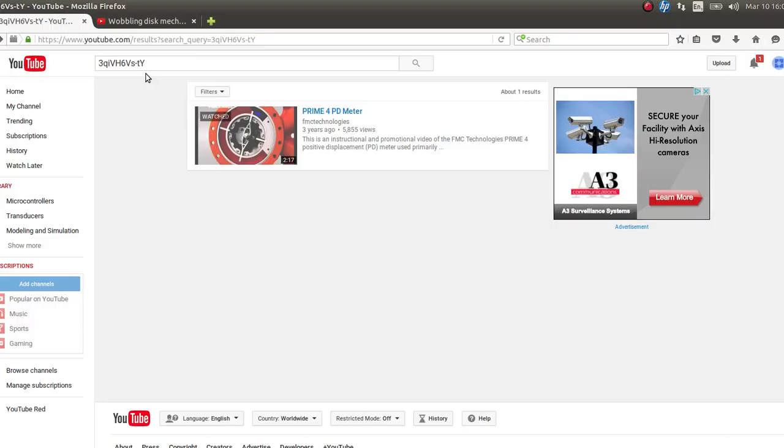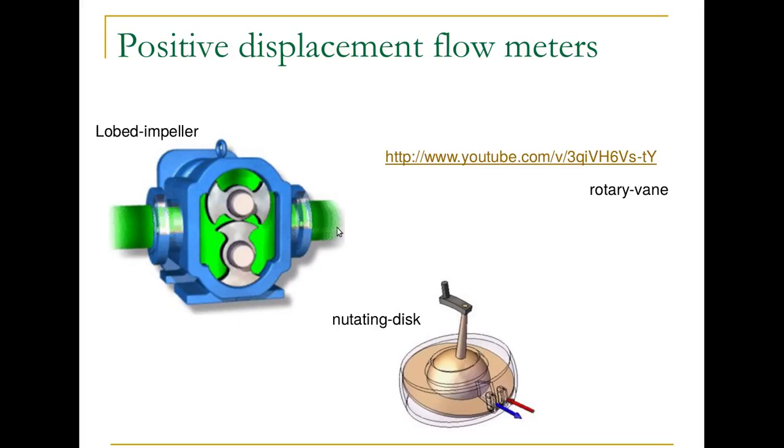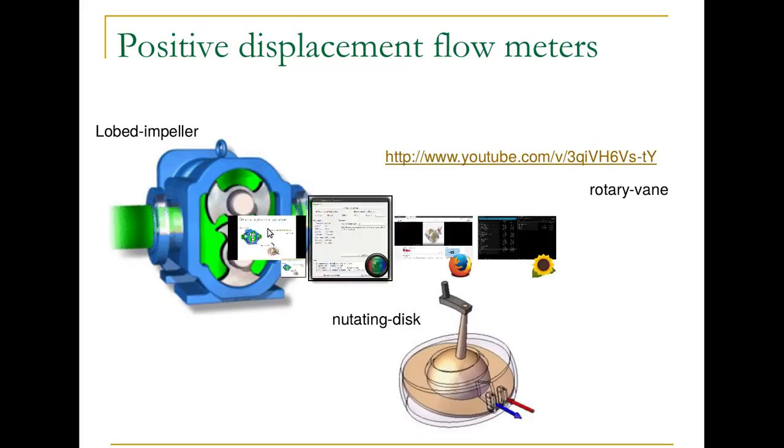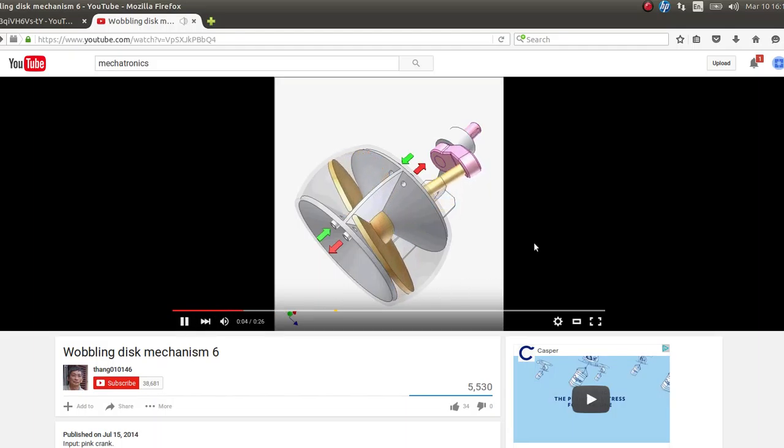So now I'm assuming you've come back and found your place. Another technology is the nutating disc. Here the fluid flow causes this disc to wobble. So here's the inlet port and the outlet port, and the wobbling disc causes a rotation of the shaft. Again, it's the same technology: the fluid flow causes rotations that can be measured by an angular displacement sensor. And here's a video demonstrating that.